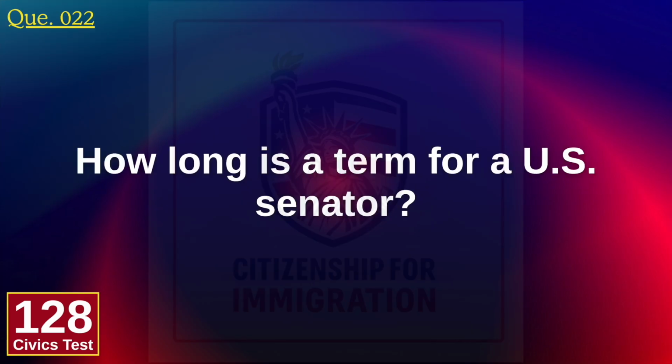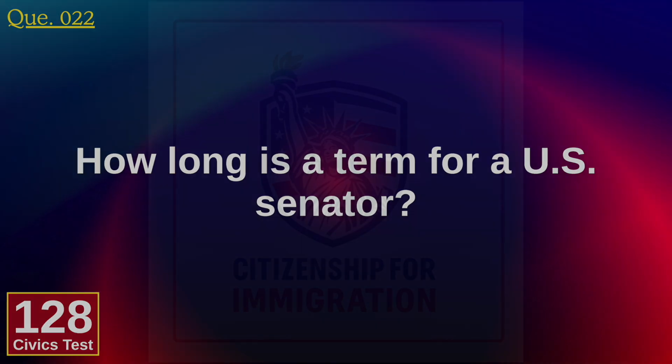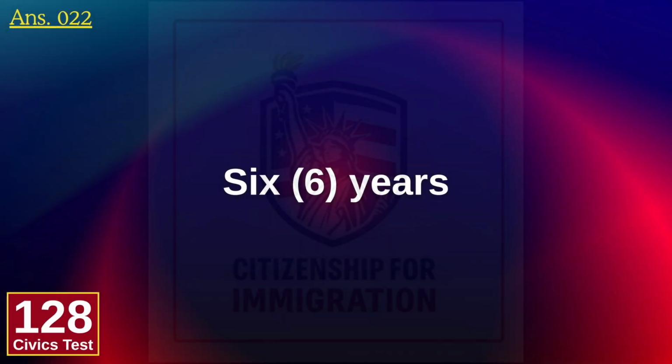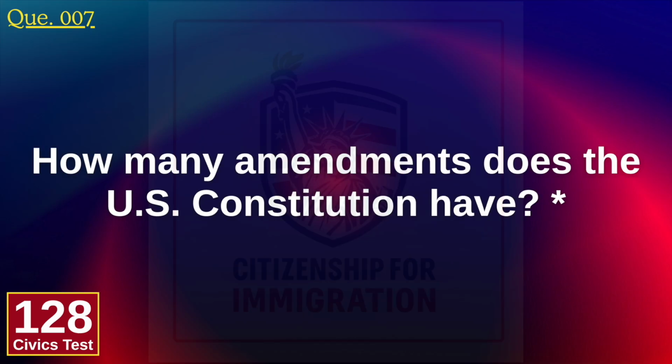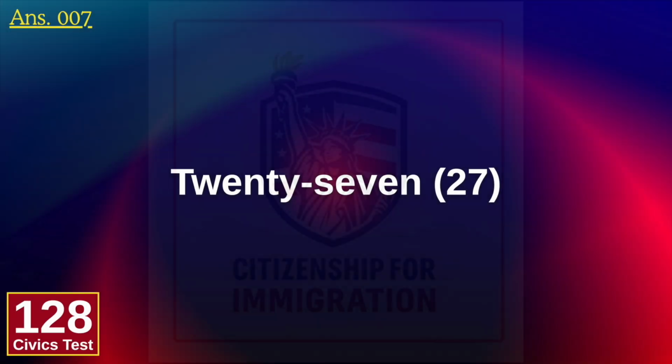How long is a term for a U.S. Senator? Six years. How many amendments does the U.S. Constitution have? 27.